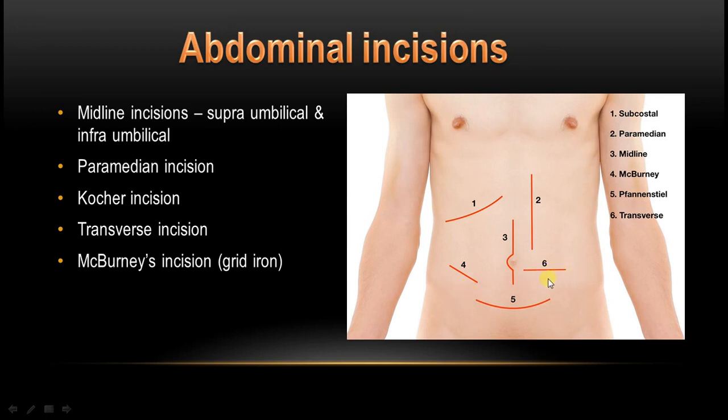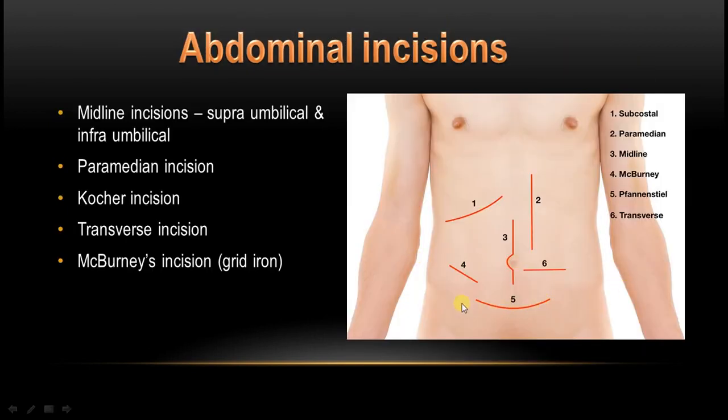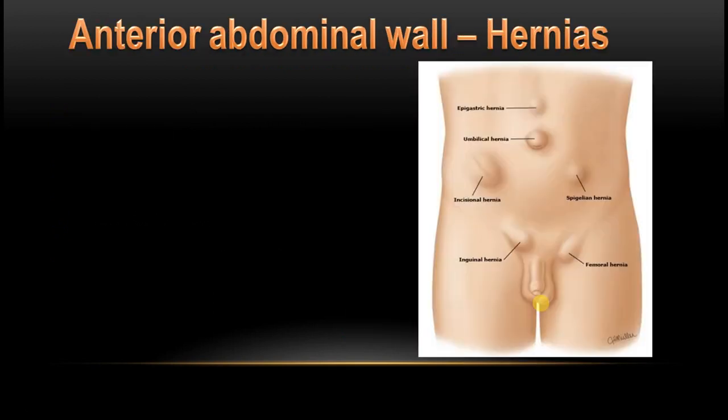Then one more transverse incision is the Pfannenstiel incision, which you see here. So this is mainly in the suprapubic region for gynecological procedures in females, and this incision is also used to approach the prostate in case of the males. Okay. So these are some of the incisions which are discussed here.